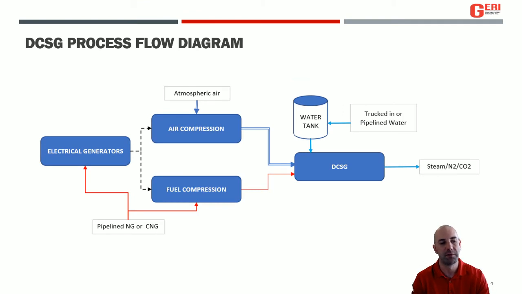Here, this is the same flow diagram. I just talked about this. So you got your atmospheric air entering your air compressors. Your fuel source is providing fuel to your electrical generators and to your fuel gas compression, which is then pumped into the direct contact steam generator under pressure. You get your water coming in a water tank. It's being injected up to pressure before it enters the direct contact steam generator, and then obviously your three products: your steam, your pass-through nitrogen, and your carbon dioxide is what's leaving the direct contact steam generator.